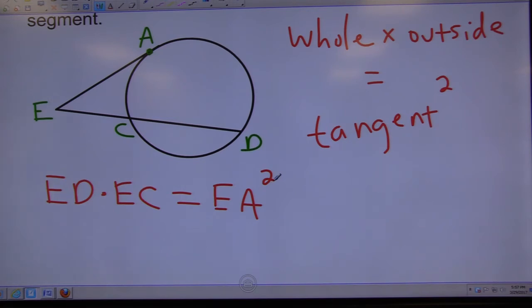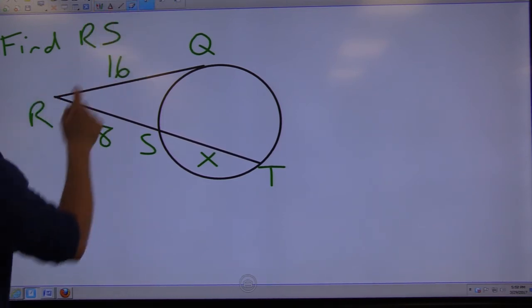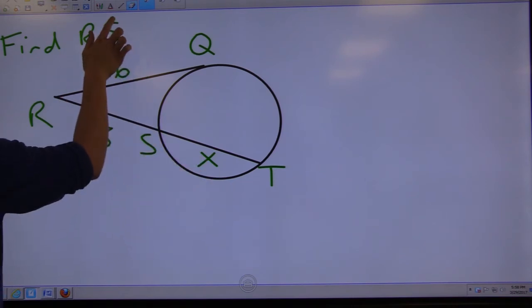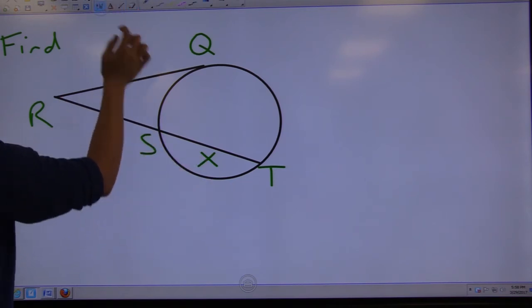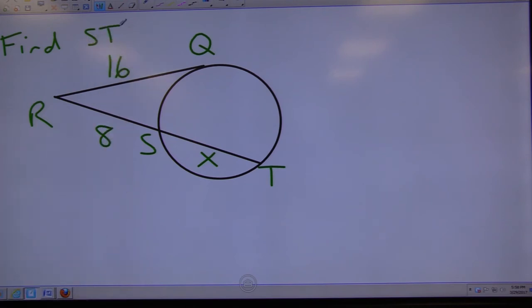We're going to try to do an example or two on this theorem. And this will be the last theorem we talk about. So let's go ahead and get to that. So here's our example. If we want to find RS, my bad, we don't want to find RS. I messed that up. Let me fix this. We want to find ST. I'll fix that. Okay, so find ST.